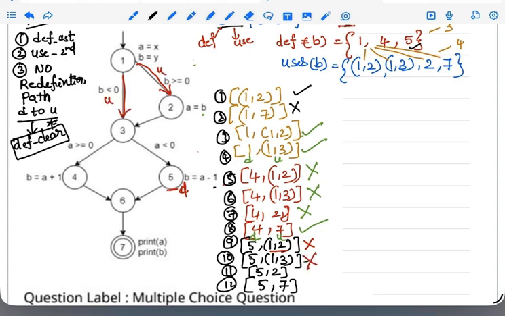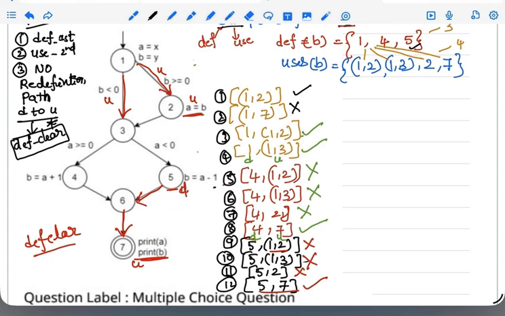So it's not a valid du pair. 5 comma 2, this is the definition, use at node 2. This is also not a valid du pair. So 5 comma 7, this is the definition, use at node 7. So there is a path, and this path is also a def-clear path. So it is a valid du pair.